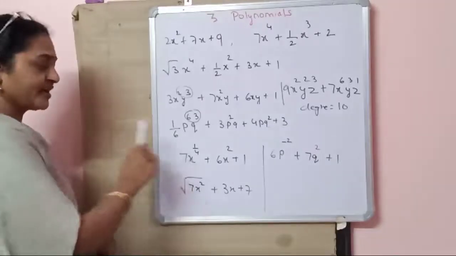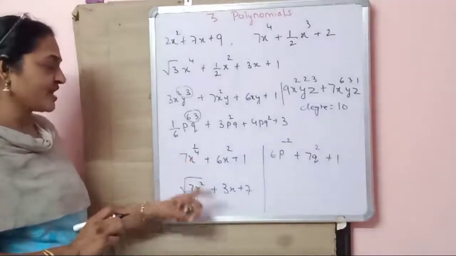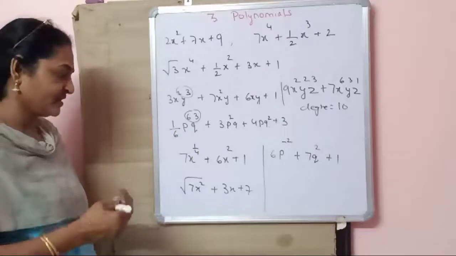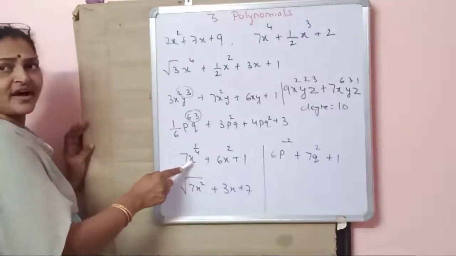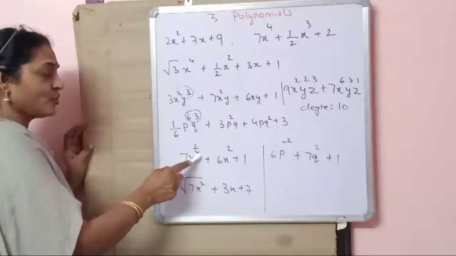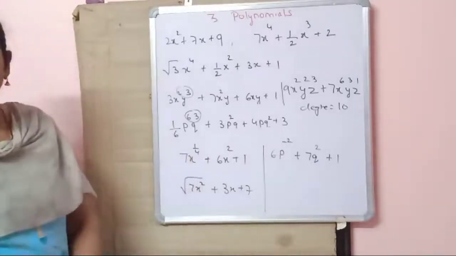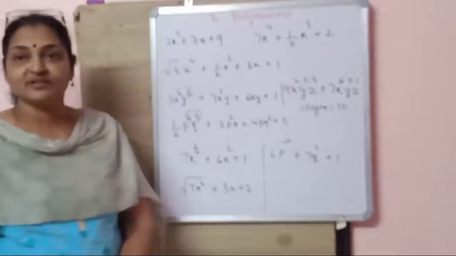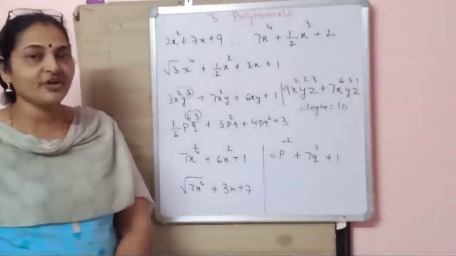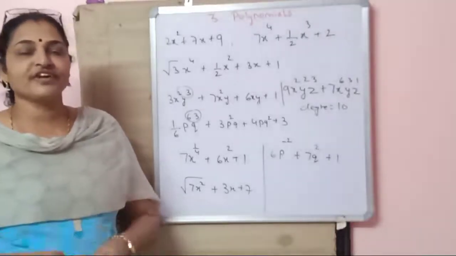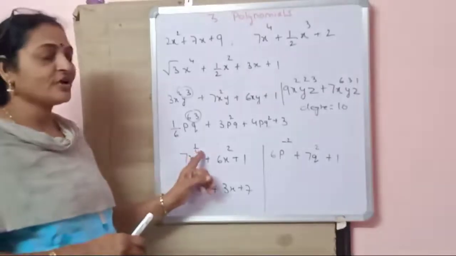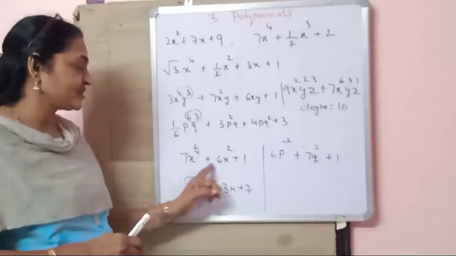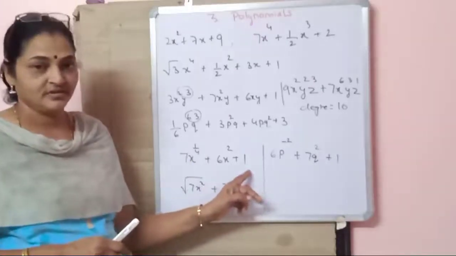And now let us move on here. 7x raised to 1 by 4 plus 6x square plus 1. Here the variable used is x, but the degree is 1 upon 4. 1 upon 4 is not a natural number. It is a rational number. So what I told you, the degree of the variable should be a natural number. So 1 upon 4 is not a natural number. Therefore this expression is not a polynomial.